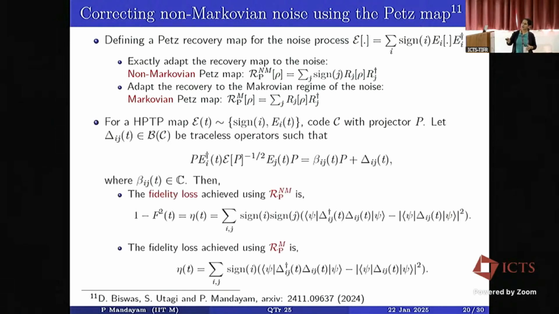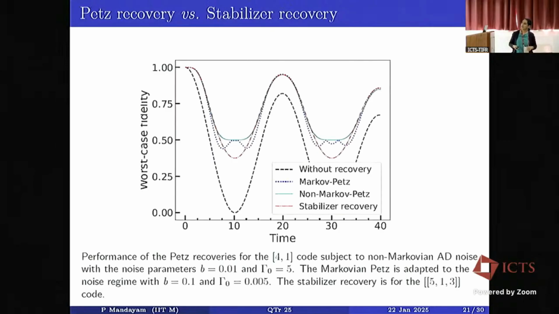We show that both of these strategies actually work, and there are some analytical results that we show, but I'm going to skip this, and I'm just going to show you the pictures. So this is what we find. The black line is the raw qubit with no error correction. This is again subject to non-Markovian amplitude damping noise in this regime.